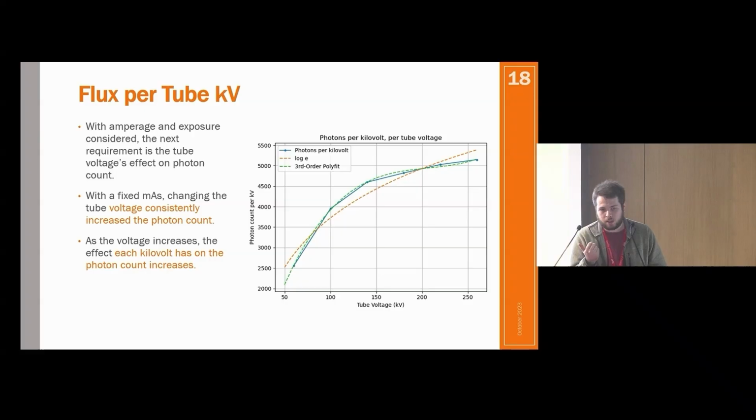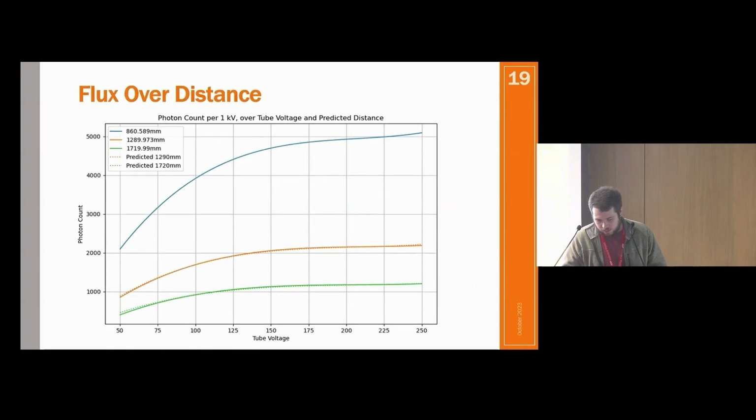So we've worked out the effect of amperage on our noise, the effect of exposure on our noise, and the effect of voltage on our photon energy distribution and our photon flux. So the last thing we really need to do is distance, but distance is quite easy because it's just the inverse square law.